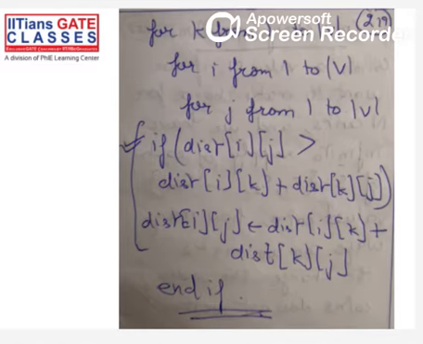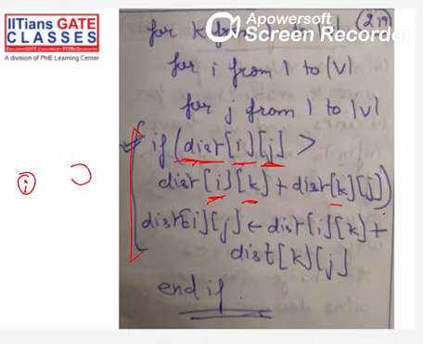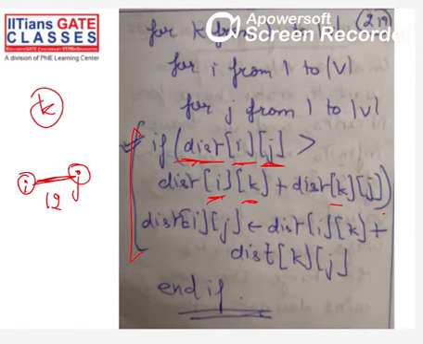Now this is the key point. For i, j, k equal to 1 to n: if the distance in your 2D matrix between i and j is greater than the distance from i to k plus k to j. So basically something like this: node i is there, node j is there, and there is some distance between them. Let's say this is 12. Now imagine some node k is there. From i to k, let's say you have 5, and from k to j, let's say 3.